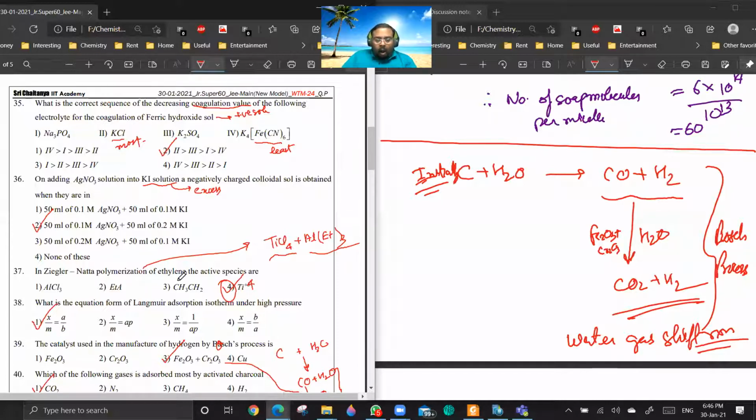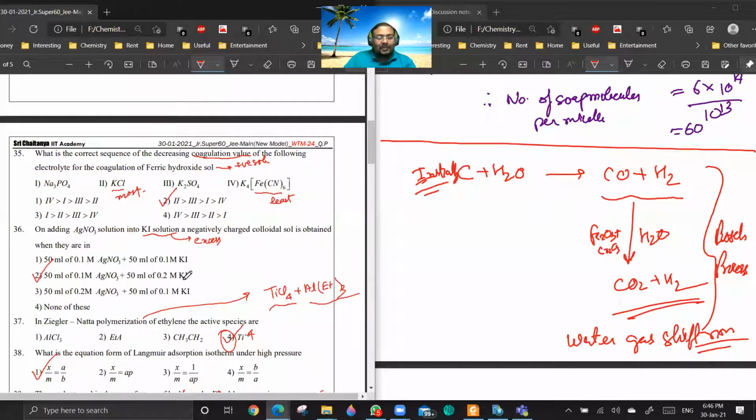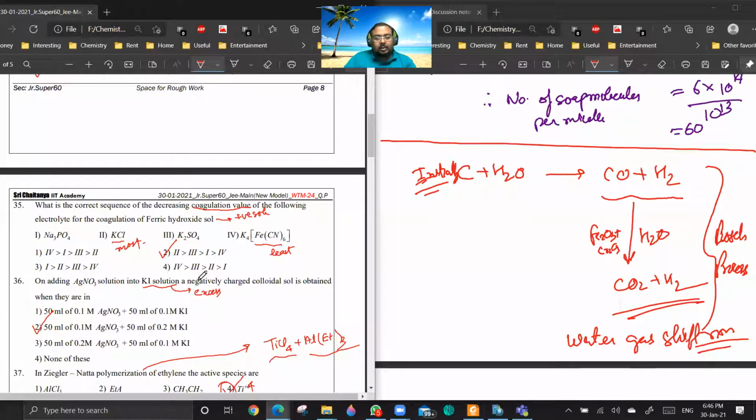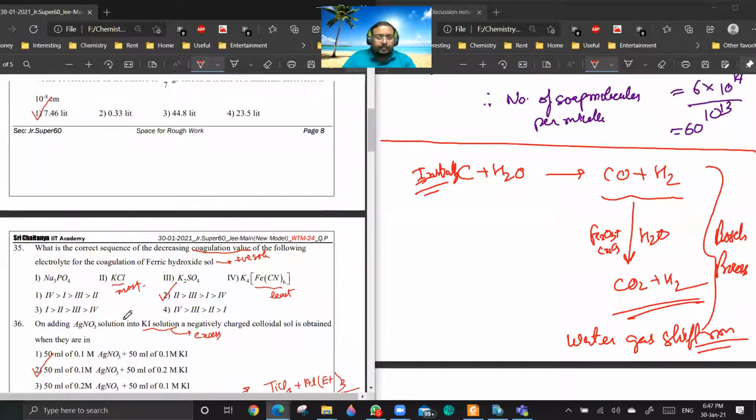Yes, sir. Okay. Sir, 35, isn't it option 1? No, option 1 is for coagulation power. Coagulation value will be the opposite of coagulation power. Okay, sir. That is the only mistake people make in this type of question. Okay? Yes, sir. I think it is clear. 36 is also clear. If you want negatively charged sol, you will have to use excess of anion. Is it clear? Yes, sir.